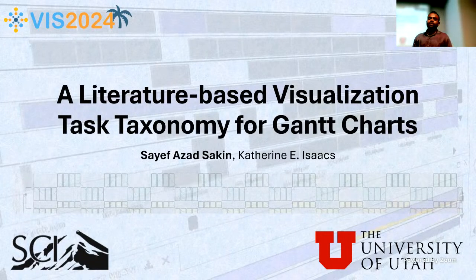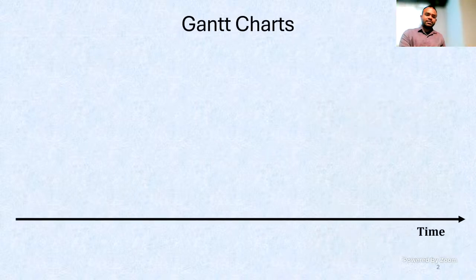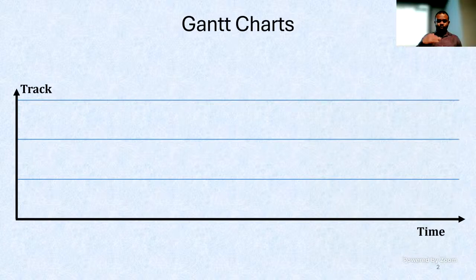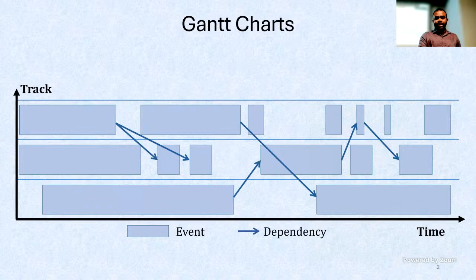Let me first tell you about the basics of a Gantt chart. Gantt charts are generally used to visualize temporal discrete event sequences with dependencies. Typically, data is organized by temporal order on one axis, and in the vertical direction, different events are grouped together and presented on different tracks. Here, the tracks could be different people or their roles on a project, or different resources like CPUs or GPUs in parallel computing. Rectangular boxes are used to represent different events. Also, dependencies between the events are represented with different arrows. For example, an event starts after another event finishes.